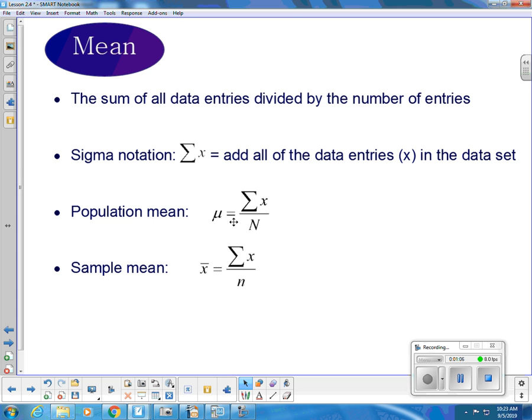All right. The sample one has the x with a line over it and a little baby n. Okay? You do the same thing. You're going to add them up and divide by how many there are. But that would indicate which one you're talking about, whether you're dealing with population or sample. Okay? So understand, when you see formulas like this, you need to understand what that says. Add up all the numbers, divide by how many you had. All right?